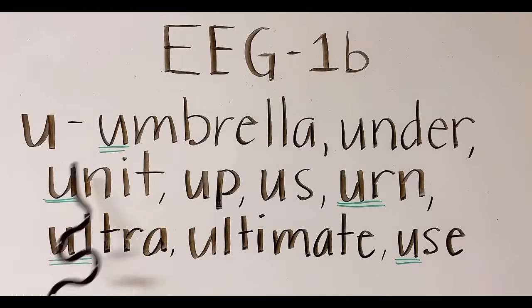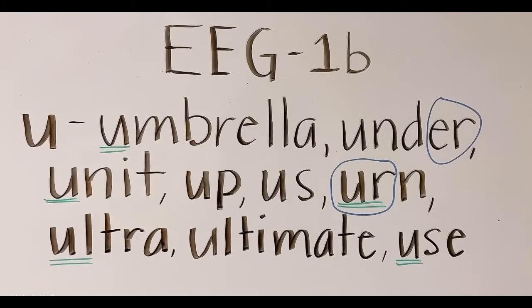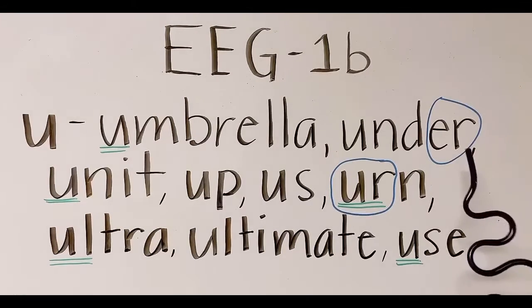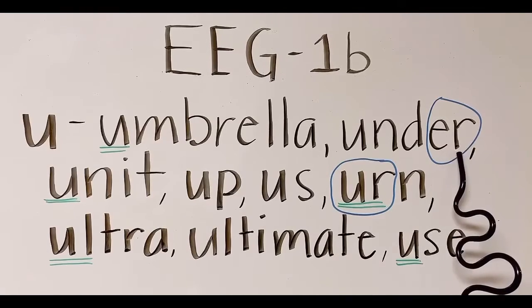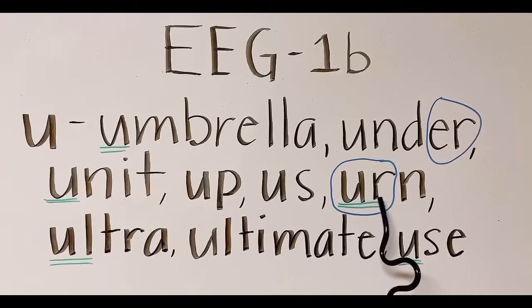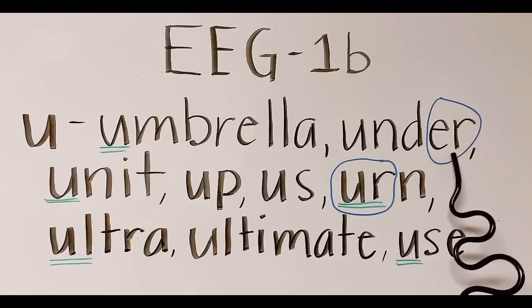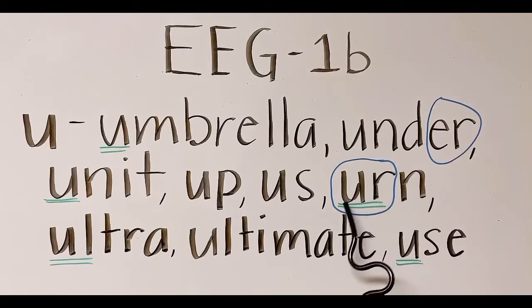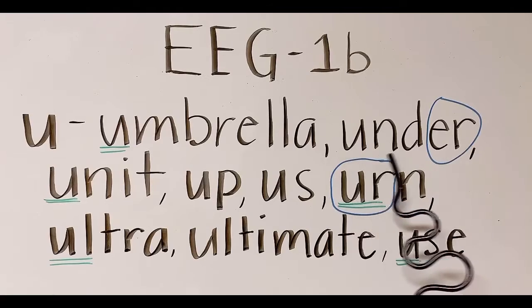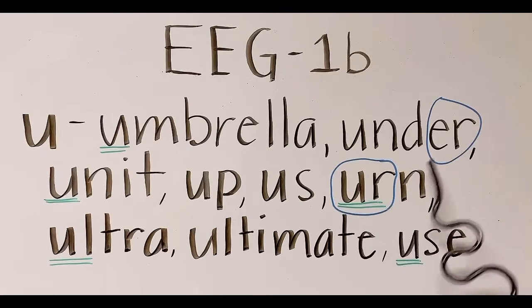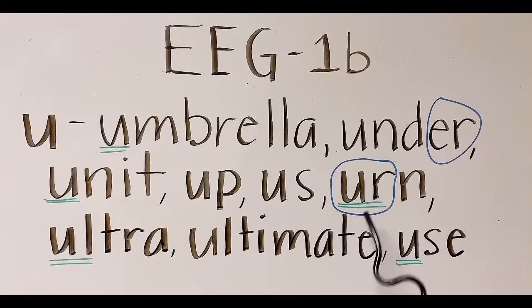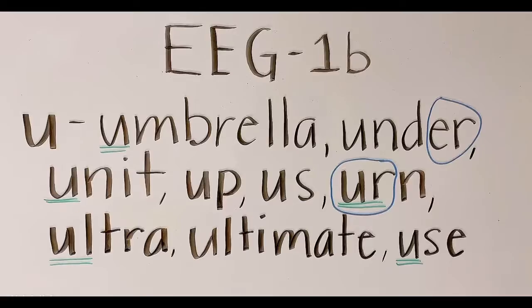Okay, again. Umbrella, unit, ultra, use. Okay. Notice also the combination of the letters E and R here and U and R here. So they have the same sound. Okay. Under, earn, okay. Under, earn. Alright, good.